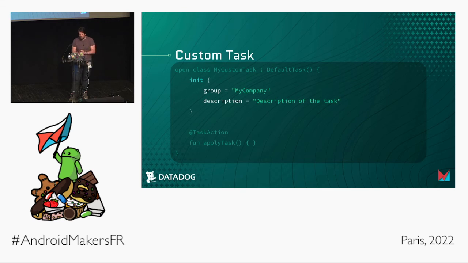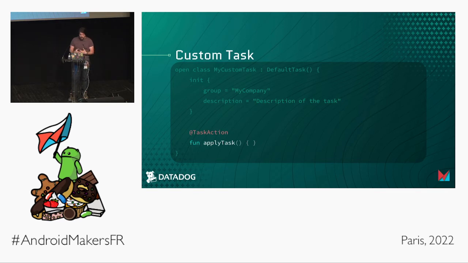So usually if you create your own group with my company, it's going to be easy to find all your custom tasks. Or if you want to fit into one of the existing groups, you can also do that. And writing the description means that whenever you look at the tasks, you're going to have a tooltip that says, hey, by the way, this is what this task does. Or when you list all the tasks in the command line, it's going to be also explained there.